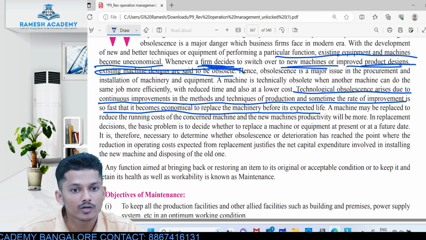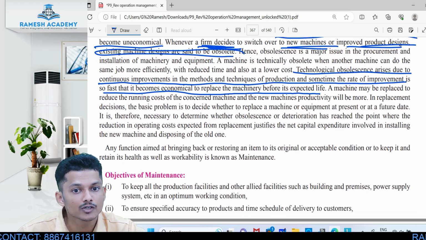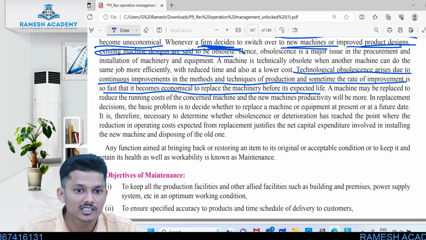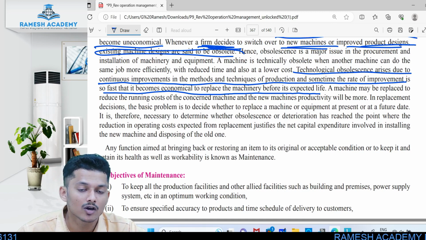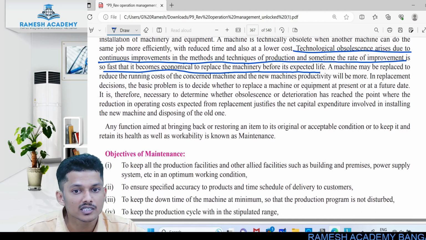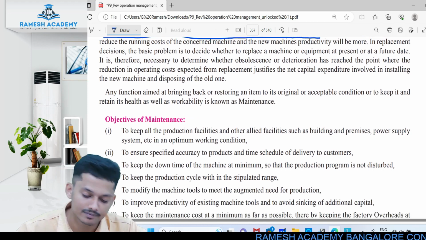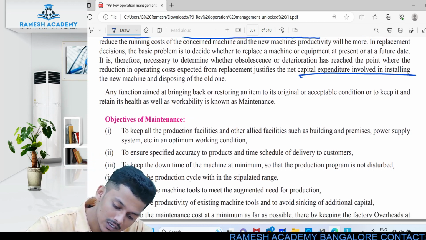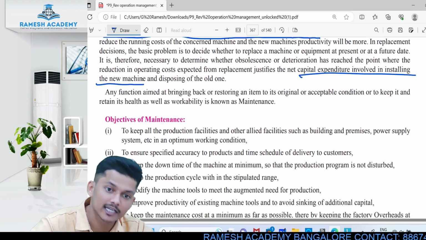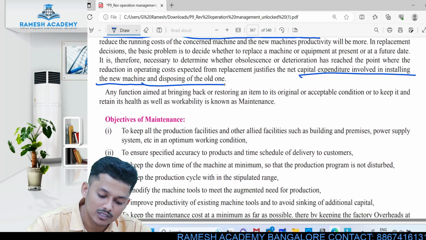A machine may be replaced to reduce the running cost of the concerned machine, and the new machine's productivity will be more. In replacement decisions, the basic problem is to decide whether to replace the machine or equipment at present or at a future date. It is therefore necessary to determine whether obsolescence or deterioration has reached the point where the reduction in operating cost expected from replacement justifies the net capital expenditure involved in installing the new machine and disposing of the old one. What is the capital expenditure of installing? That means buying the new machine and disposing of the old one.